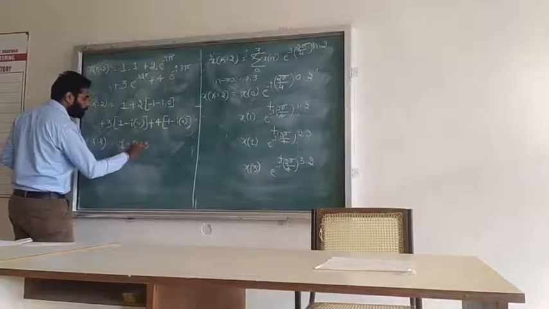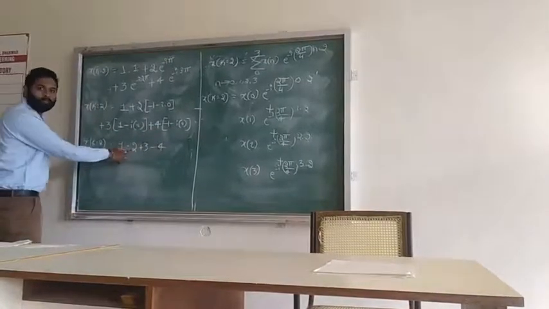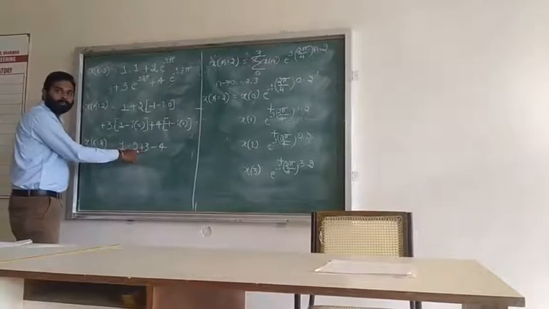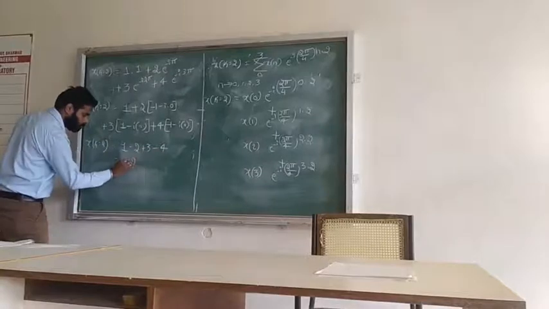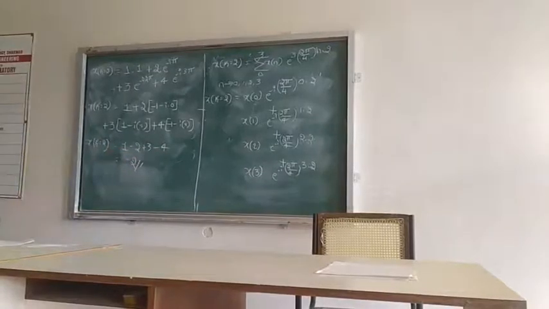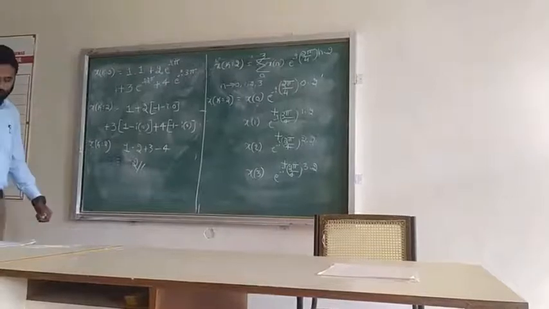1 is plus 3. 4 into minus 1 is minus 2. So 1 minus 2 is minus 1. Minus 1 plus 3 is plus 2. Plus 2 minus 4, minus 1. Check it. X at k equal to 2 is minus 2.